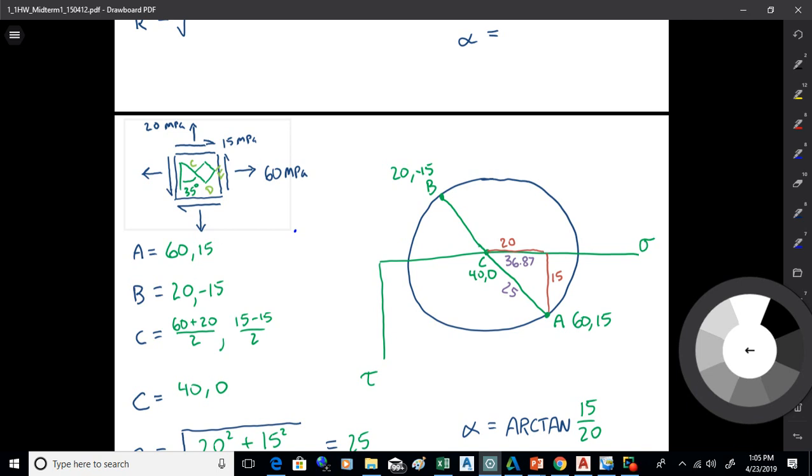Now, once I've drawn that big circle, I know where A, B, and C are. What I'll do is I remember that shear is positive down. Okay, that's kind of unfortunate, but that's how it came out. By putting shear positive down, they preserve the direction of rotation.